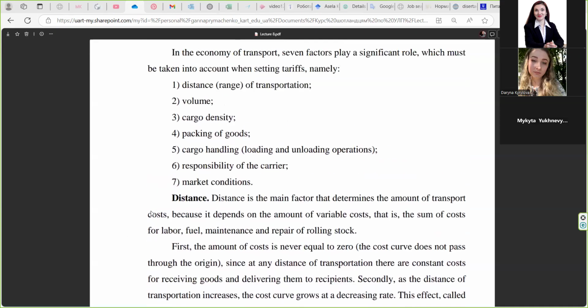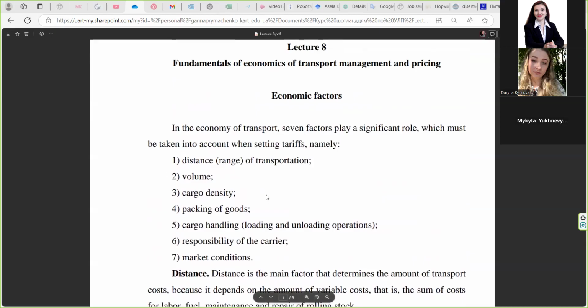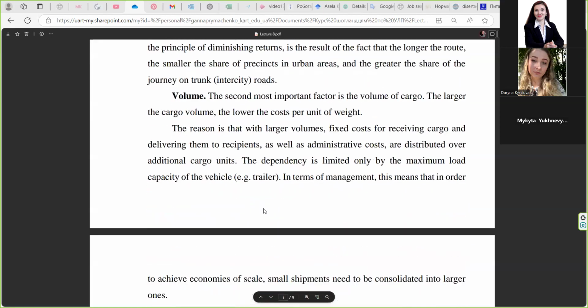The next factor is volume. The second most important factor is the volume of cargo. The larger the cargo volume, the lower the cost per unit of weight. The reason is that with larger volumes, fixed costs for receiving cargo and delivering it to the recipient, as well as administrative costs, are distributed over additional cargo units. The dependency is limited only by the maximum load capacity of the vehicle, for example, a trailer or something else.